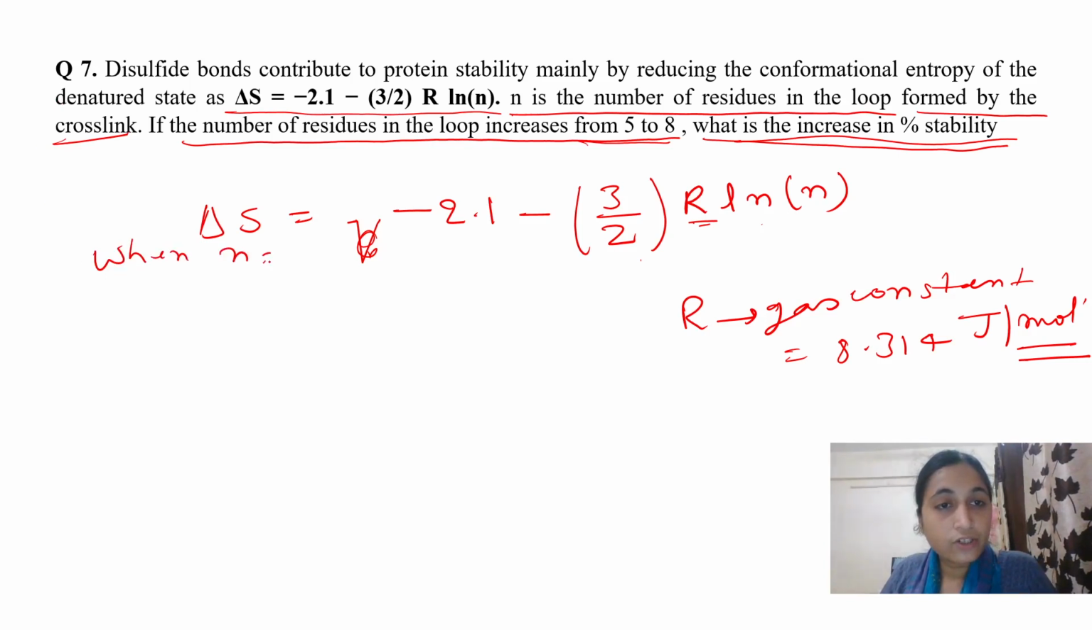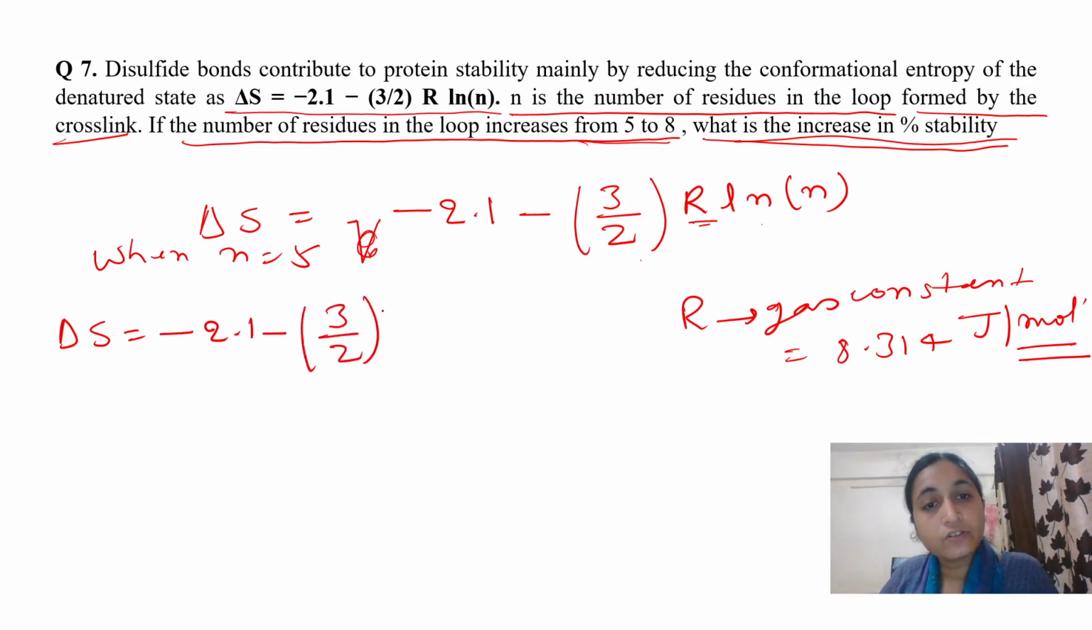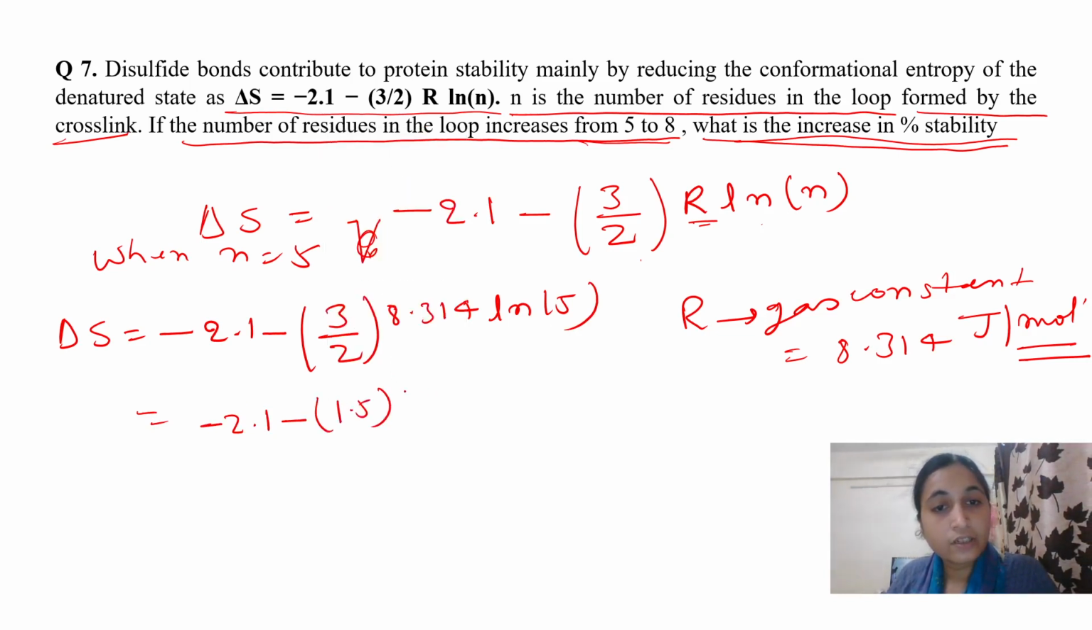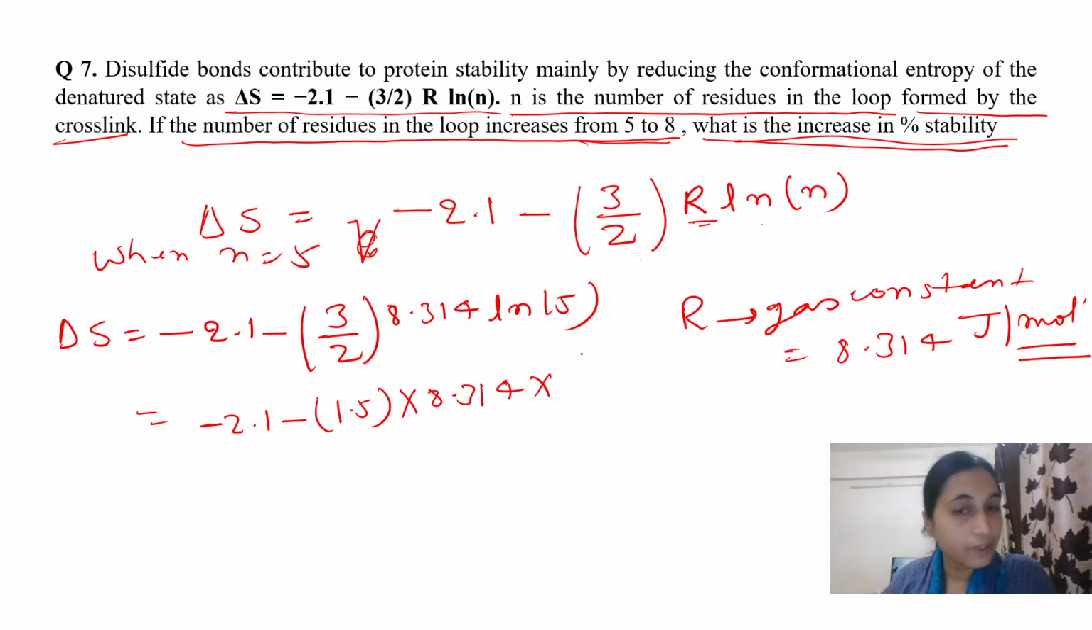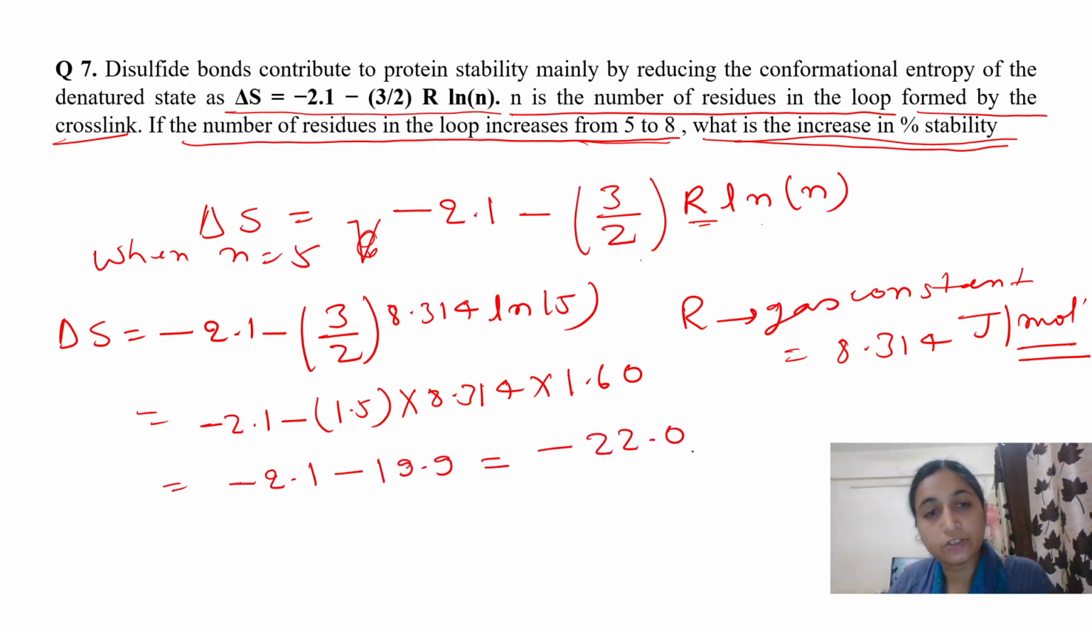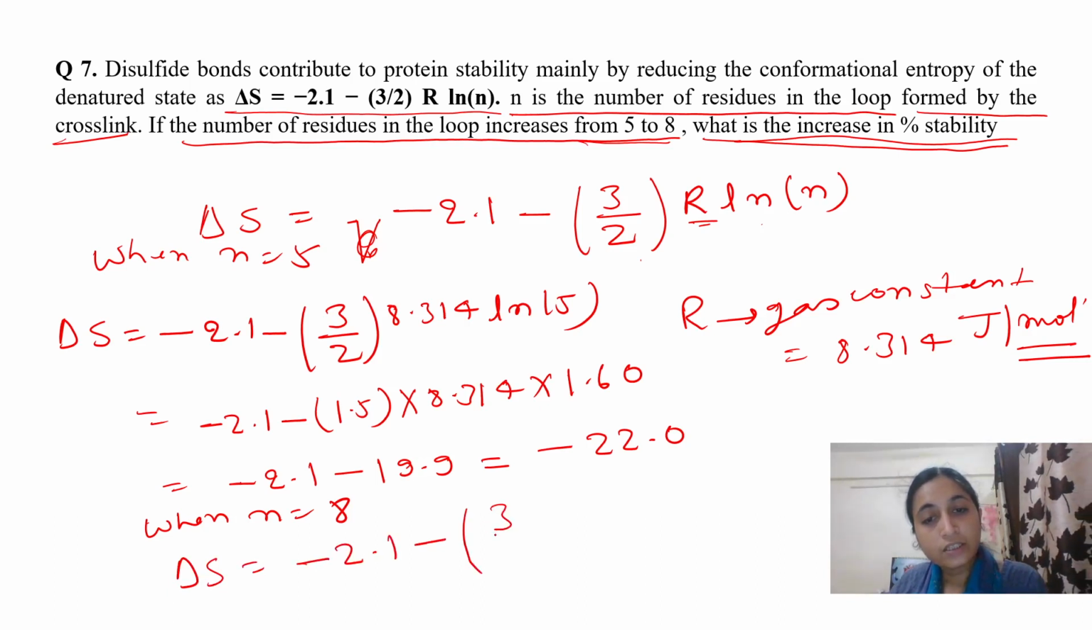So when n equals 5, del S equals minus 2.1 minus 3 upon 2 into 8.314 ln 5. So this will come minus 2.1 minus, we can write 1.5 into 8.314 into ln 5, which will be equal to 1.60. So this will come minus 2.1 minus 19.9, and this will be equal to minus 22.0. Like this we will calculate with 8. So this is when n equals 5, and when n equals 8, del S equals minus 2.1 minus 3 upon 2, 8.314 ln 8.